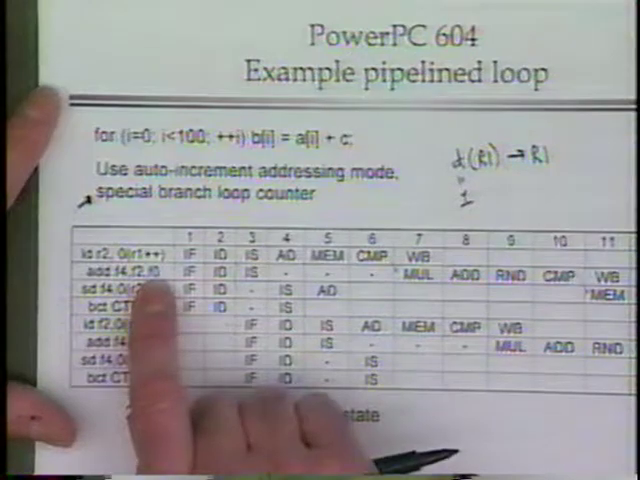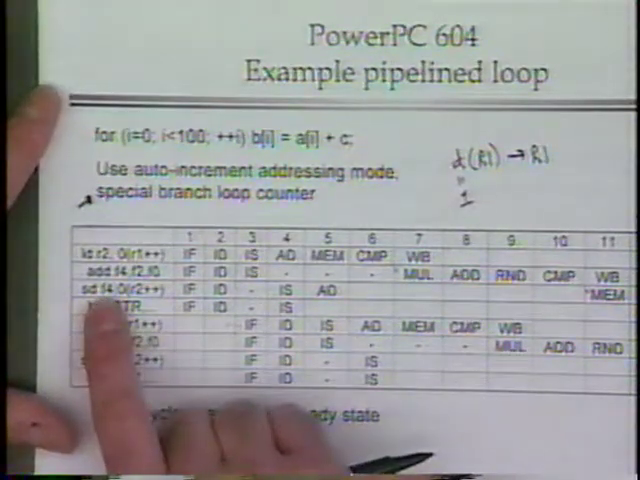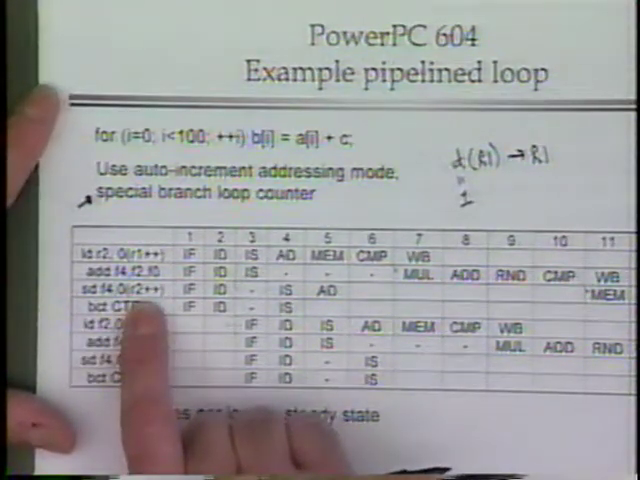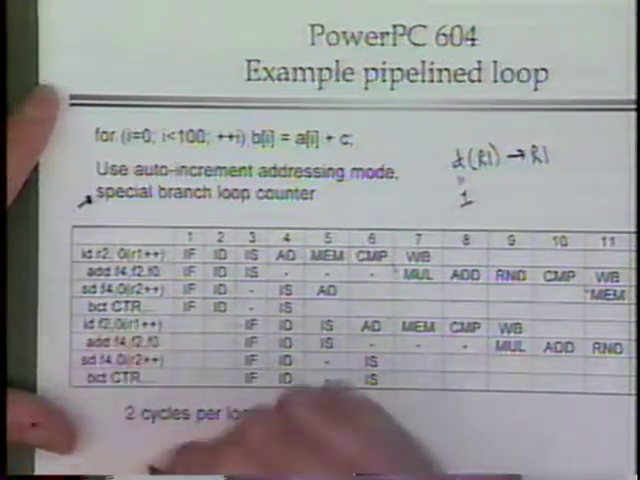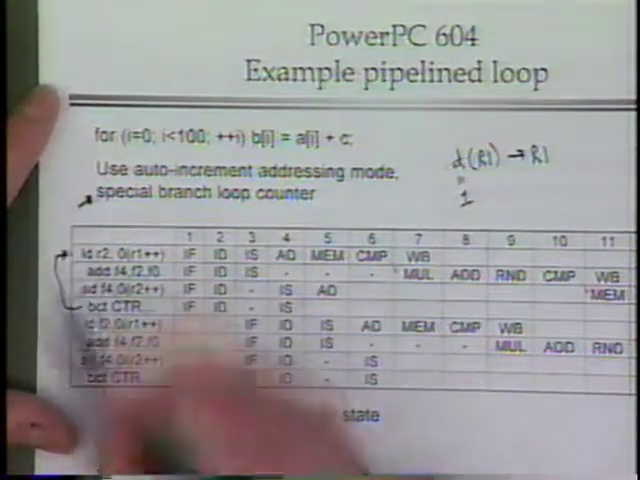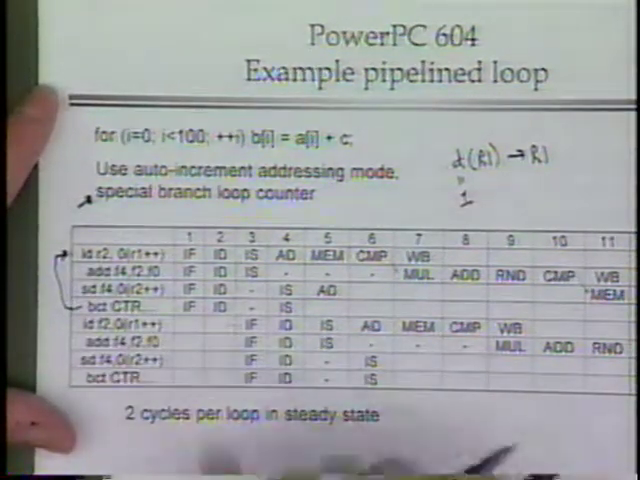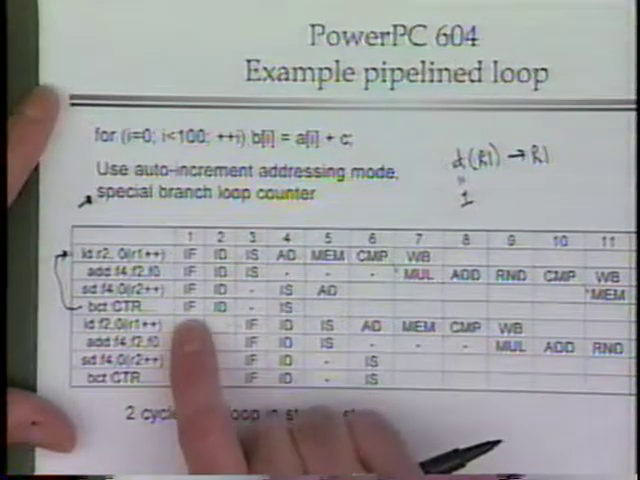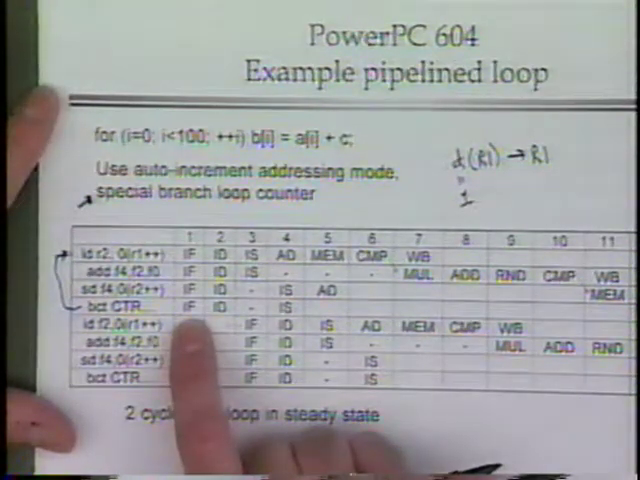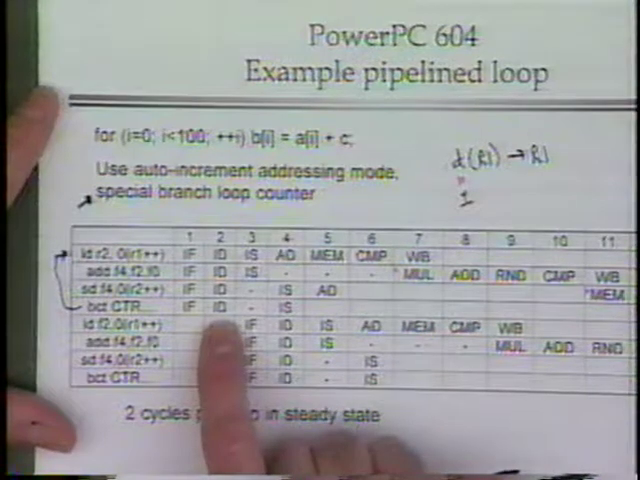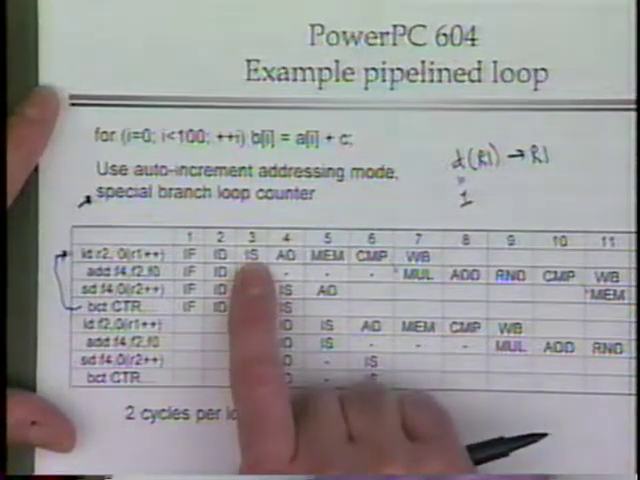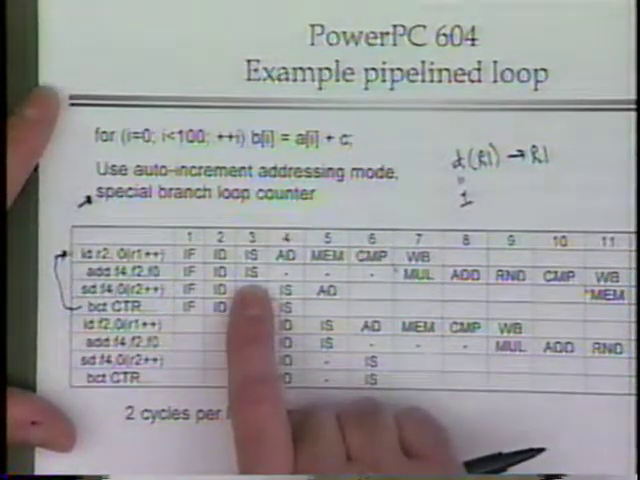Floating point add, the constant C preloaded in register 0, do the store. The store does the same kind of auto-increment mode, and then the counter branch. So we've got a 4 instruction loop. Well, we can certainly fetch all 4 instructions in 1 cycle, decode all 4 instructions in 1 cycle. We can issue the load. We can issue the add.